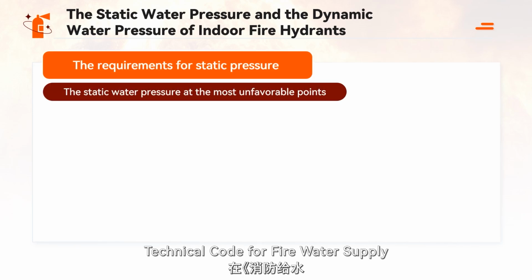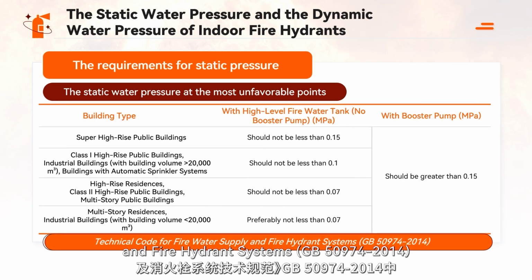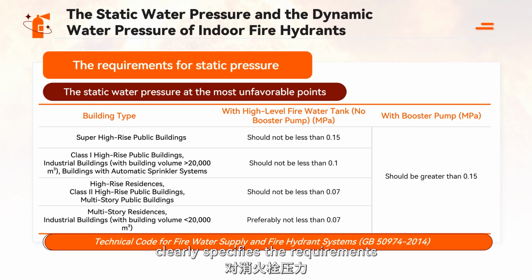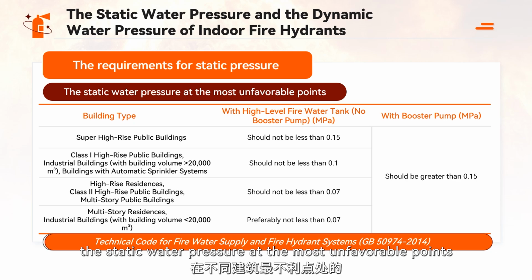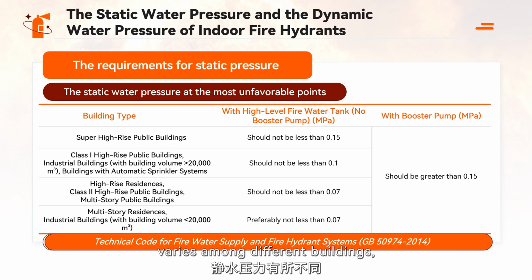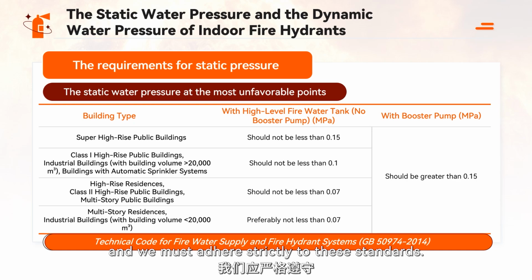Technical code for fire water supply and fire hydrant systems, GB 50974-2014, clearly specifies the requirements for fire hydrant pressure, specifically the requirements for static pressure. As you can see, the static water pressure at the most unfavorable points varies among different buildings, and we must adhere strictly to these standards.